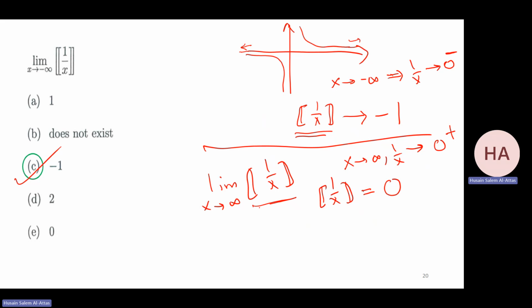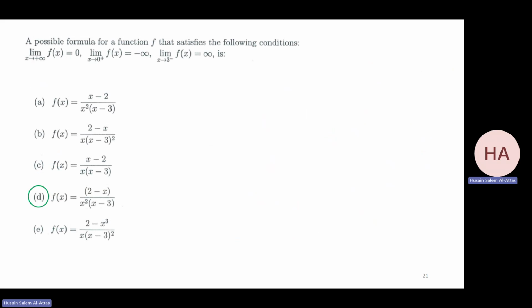So this function has how many horizontal asymptotes? 2. I have y equals minus 1 as a horizontal asymptote here, and y equals 0 as a horizontal asymptote from here. If he asks about the horizontal asymptote, for example. But here he asks about x goes to minus infinity, but I'm doing more ideas.